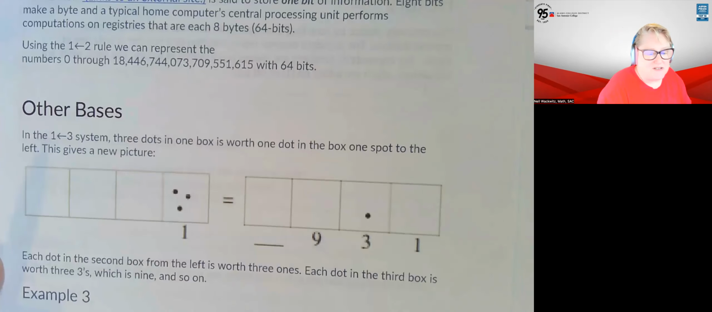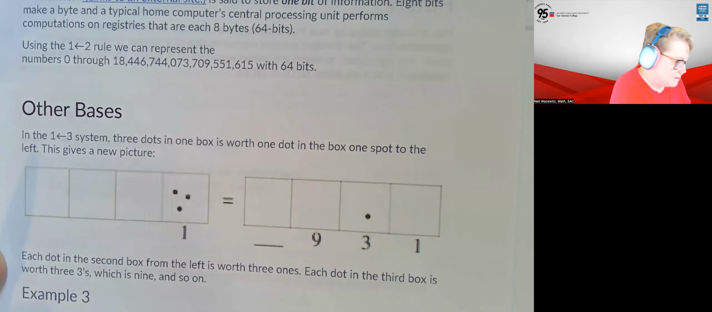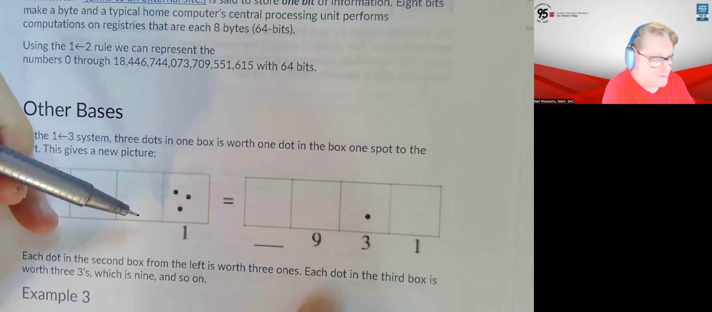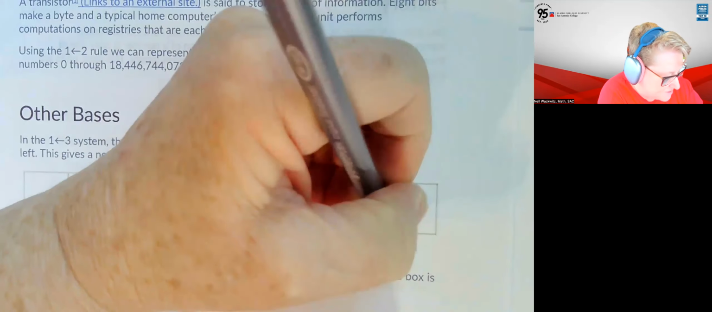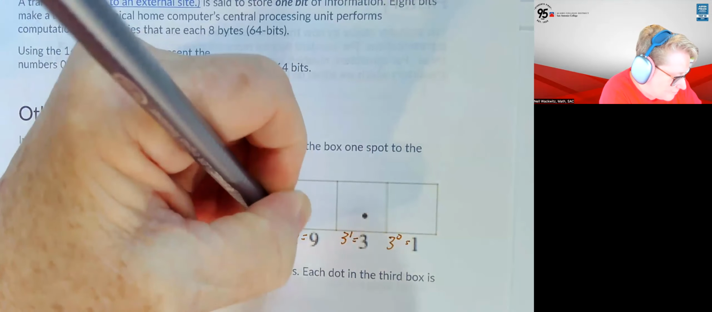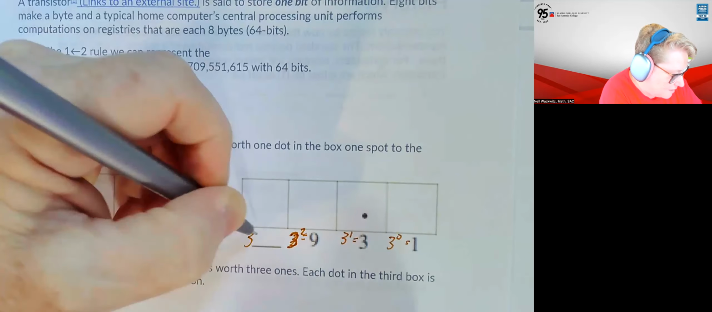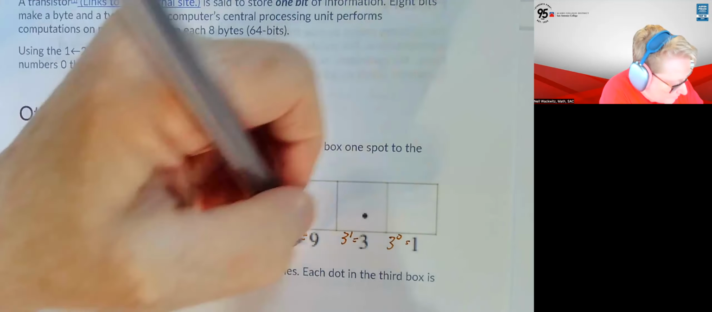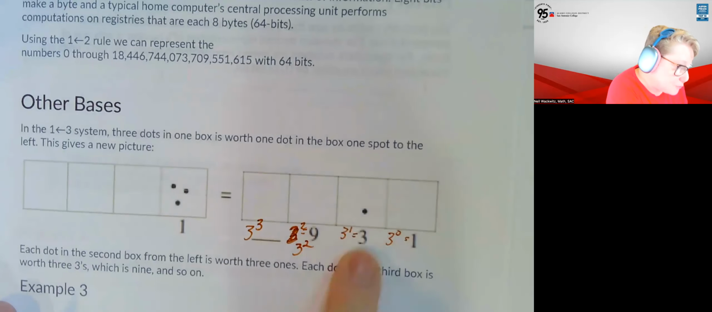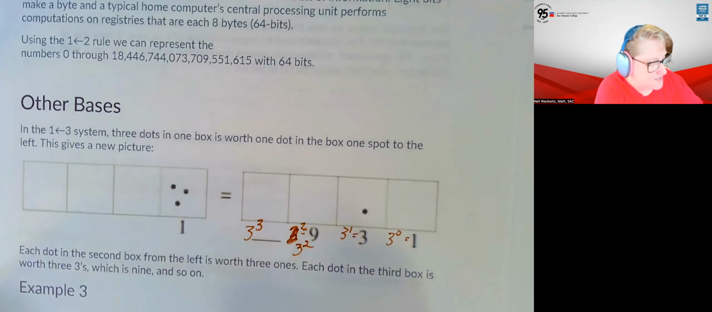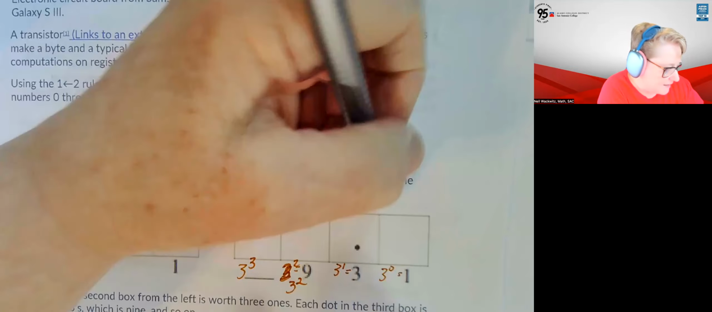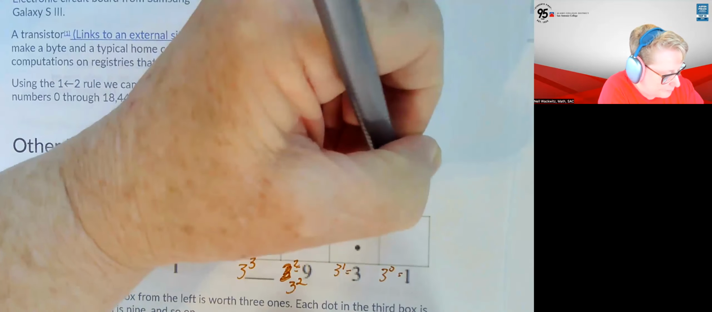So let's look at other bases. The 1 to 3, 3 dots on the right gave us 1 dot on the left. So we have 3 to the 0, 3 to the 1, 3 squared, 3 cubed. So the number 3, base 3 is 10 base 3. And that equals the number 3 base 10.